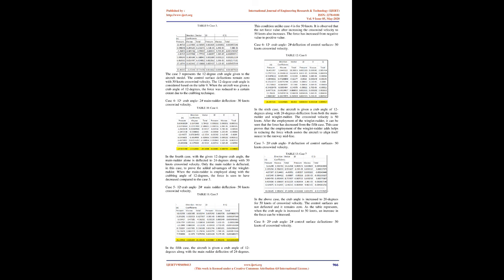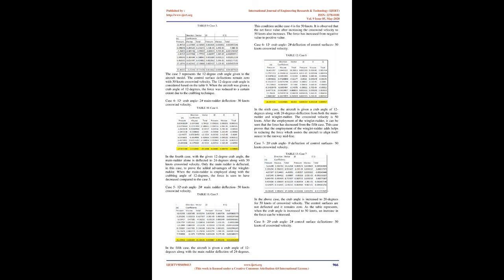Case 6. 12 crab angle, 24 deflection of control surfaces, 50 knots crosswind velocity. Table 12, Case 6. In the sixth case, the aircraft is given a crab angle of 12 degrees along with 24 degrees deflection from both the main rudder and winglet rudder. The crosswind velocity is 50 knots. After the employment of the winglet rudder, it can be seen that the force has decreased from the fifth case. This case proves that the employment of the winglet rudder helps in reducing the force which assists the aircraft to align itself nearer to the runway midline.